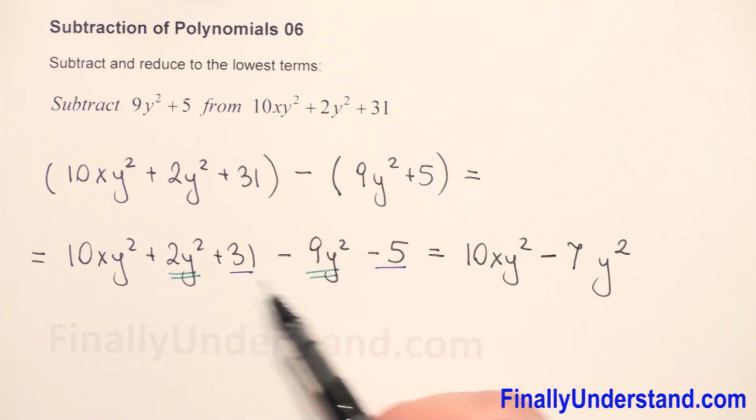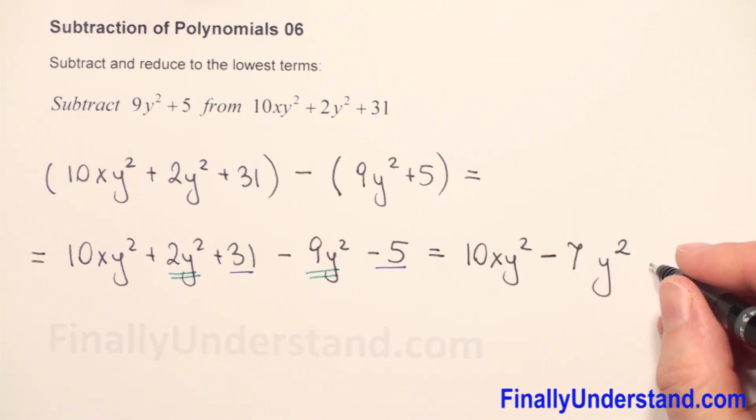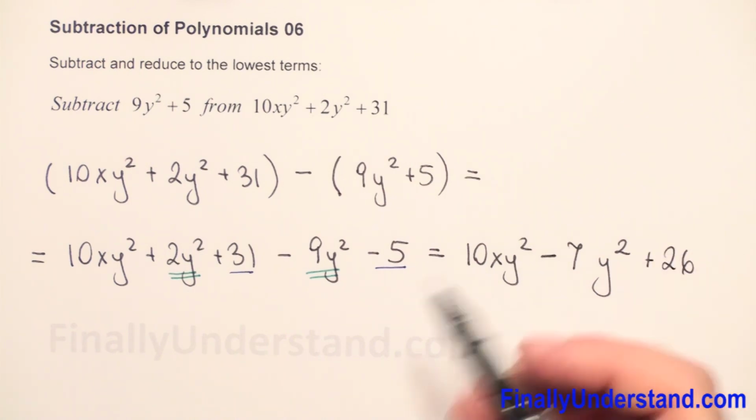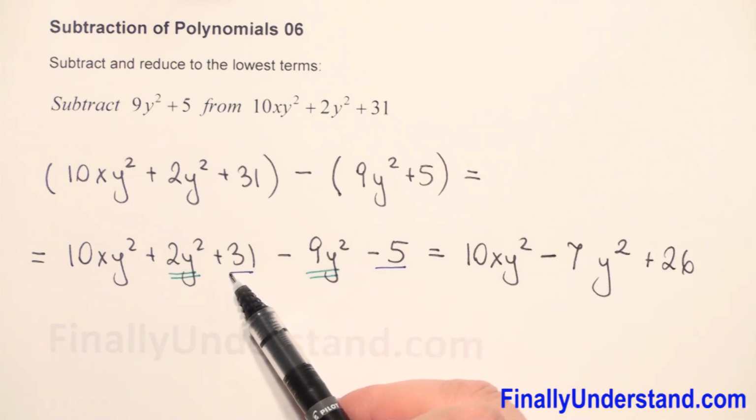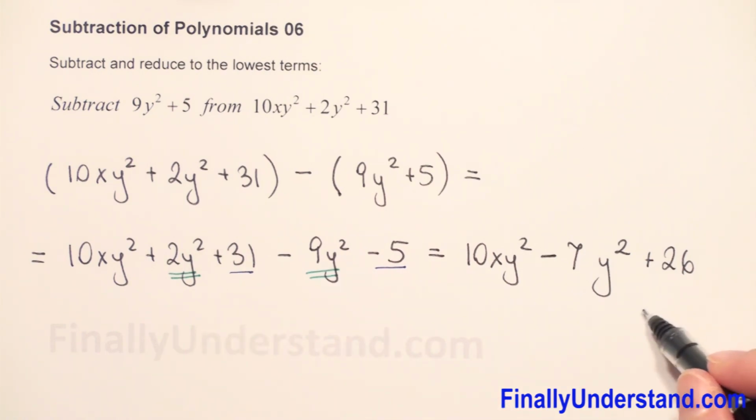And we have 31 minus 5 is 26. Positive 26 because 31 is positive. So this is my solution.